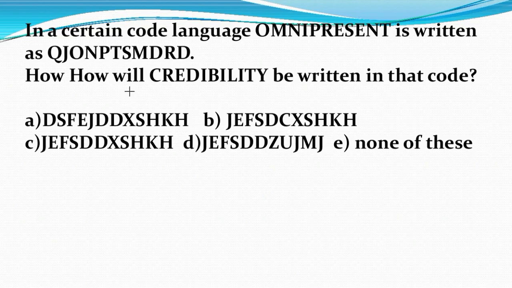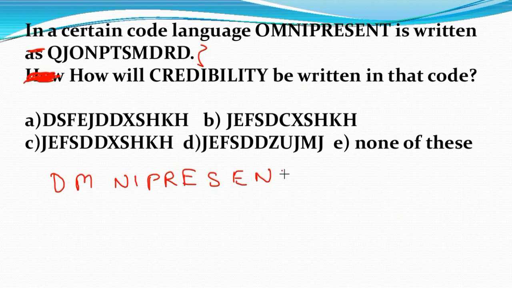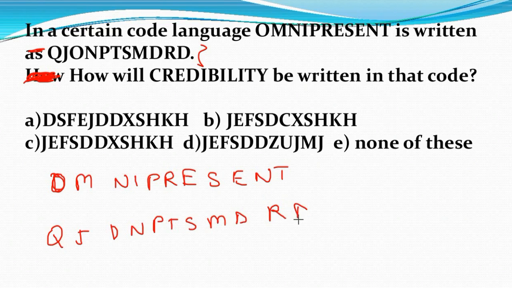In a certain code language, omnipresent is written as this code. How will credibility be written in that code? We have to observe the omnipresent and its coding. O M N I P R E S E N T, and the code for omnipresent is Q J O N P T S P T S M D R and D.